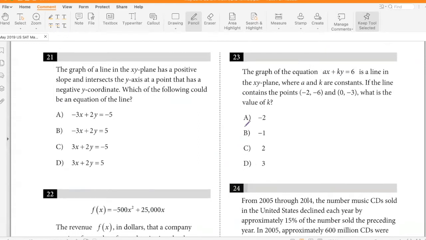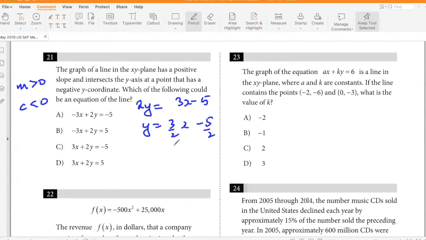The graph of a line in the xy-plane has a positive slope and intersects the y-axis at a point that has a negative y-coordinate. Okay, so slope is positive and y-intercept is negative. Which of the following could be an equation of the line? So let's just write it in the slope-intercept form. 2y is 3x minus 5. So y is 3 by 2 x minus 5 by 2. Yeah, so slope here is 3 by 2, which is positive, and y-intercept is negative 5 by 2. So A is the answer.